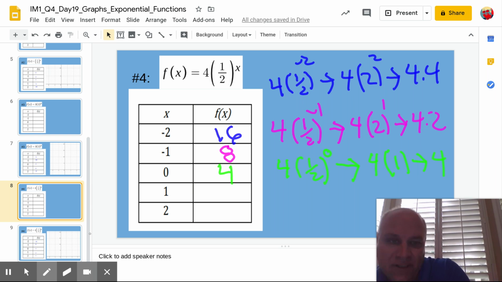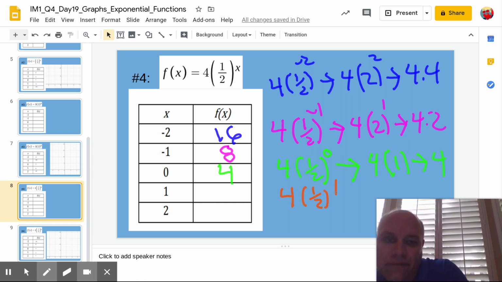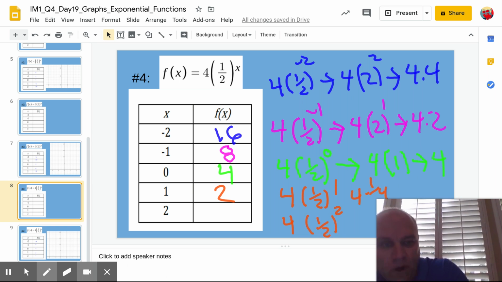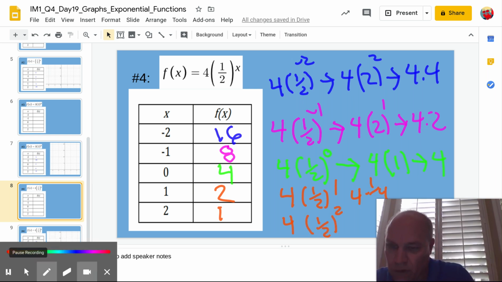Let's do the next two together real quick. 4 times 1/2 to the first. Wasn't that just 4 times 1/2? So that's 2. And then 4 multiplied by 1/2 squared. Wasn't that 4 times 1/2 times 1/2 is 1/4. 4 times 1/4 is 1. So now we're going to graph it.